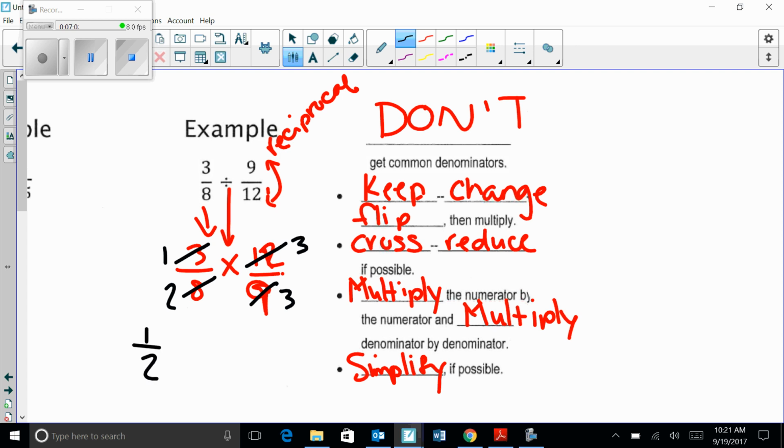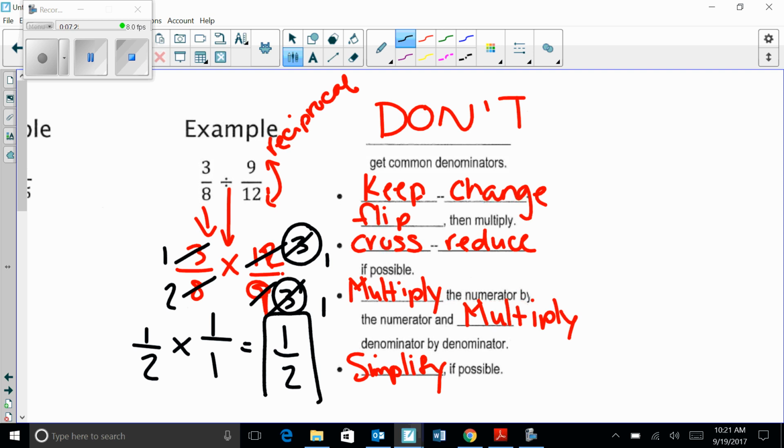I have 1/2 times. Okay, now here you see that I have a 3 here and a 3 here. Those guys can also cancel out and become a 1/1. You do not just have to cancel diagonally, you can also cancel vertically, one on top of the other. And that leaves me with 1/2 as a final answer. So 3/8 divided by 9/12 is going to give you 1/2.